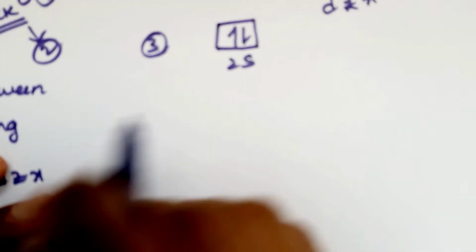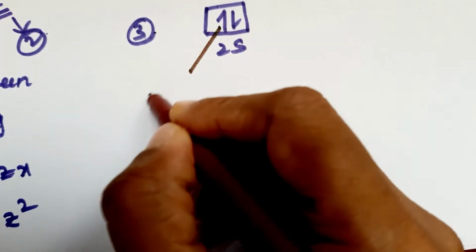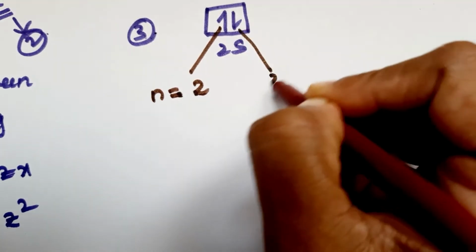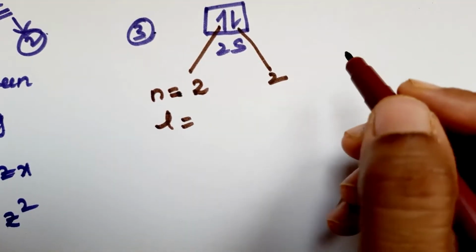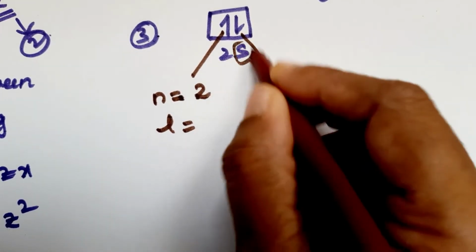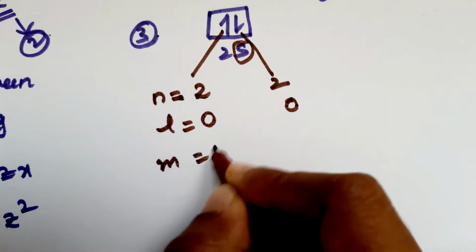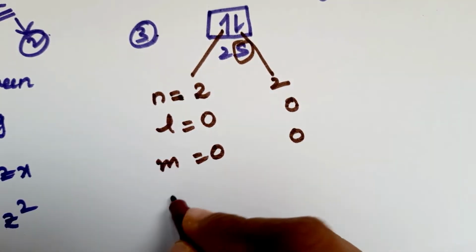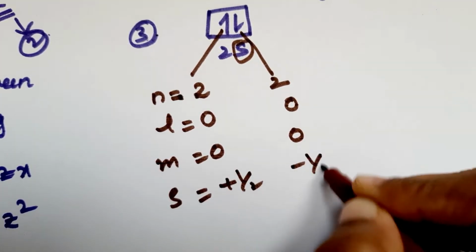Now write the values for these electrons. For this electron, the n value is 2. For this, l is equal to, what is the azimuthal quantum number for the s orbital? 0. What is the magnetic quantum number? 0. What is the value of the spin quantum number? One is plus half and one is minus half.